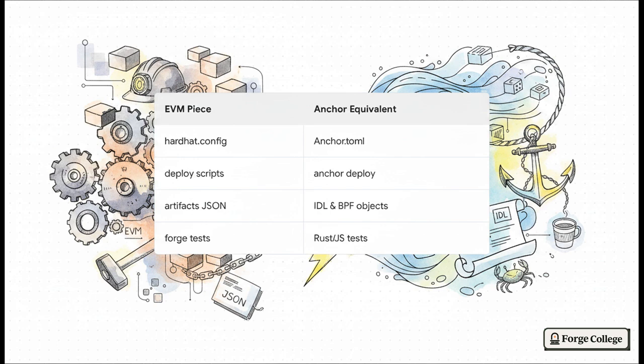Instead of compiling to EVM bytecode and getting this massive clunky artifacts JSON file with your ABI, Anchor compiles to BPF, Berkeley Pocket Filter Shared Objects. Now, BPF was originally designed for ultra-fast network packet filtering, but Solana adapted it for incredibly fast, safe, smart contract execution. And instead of an ABI, Anchor generates an IDL, an interface description language. This IDL is way more than just a function map. It securely and explicitly defines the specific account structures your program expects. Finally, your Foundry or Hardhat tests, those will adapt into native Rust or JavaScript tests running against an Anchor localnet.